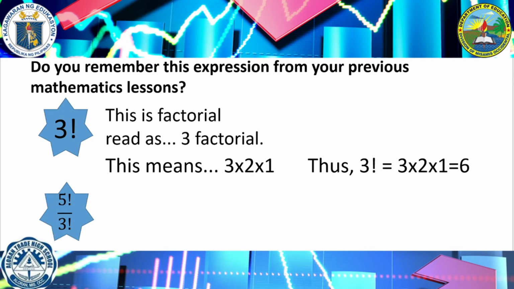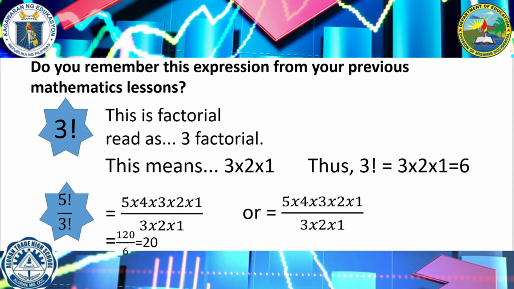Another expression is 5 factorial divided by 3 factorial. First, we expand the numerator, so we have 5 times 4 times 3 times 2 times 1. And expand the denominator, which is 3 times 2 times 1. Then we get the product of the numerator and divide it by the product of the denominator. So the answer is 20.